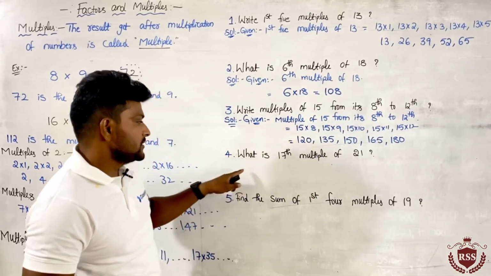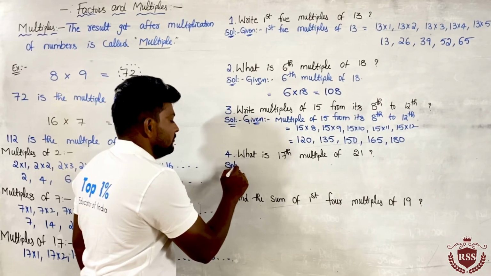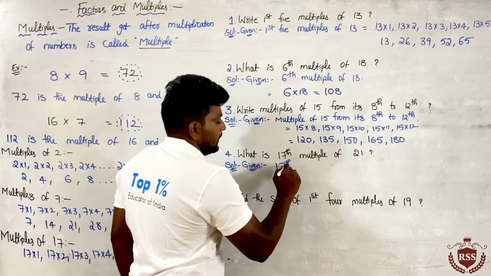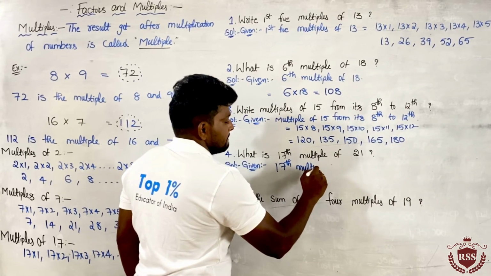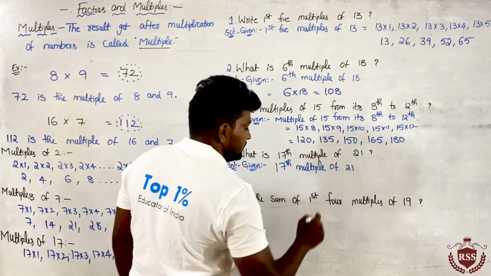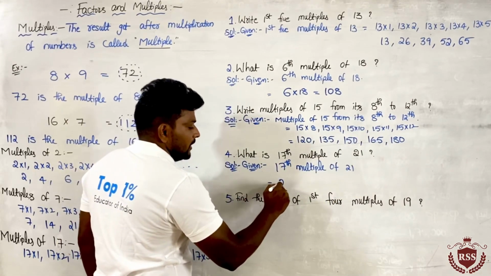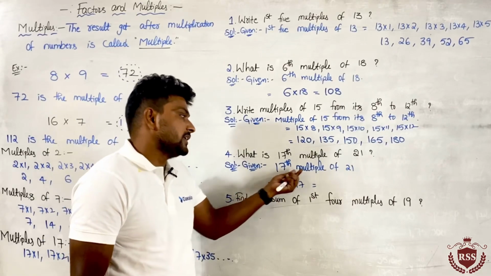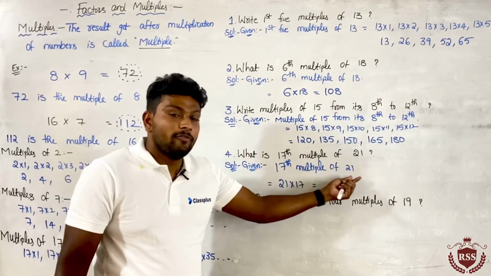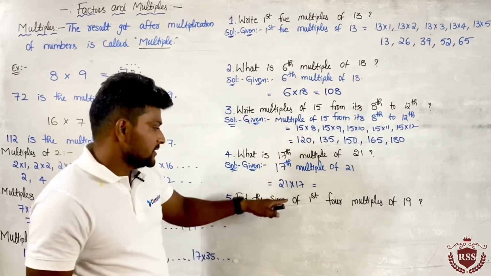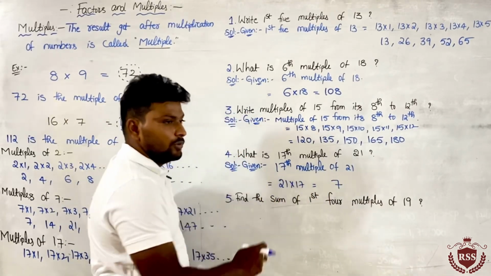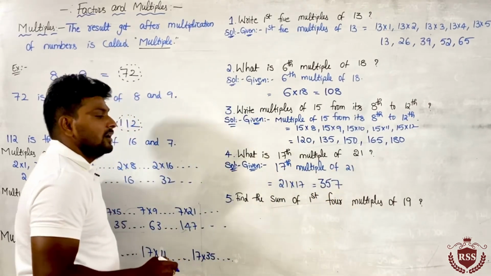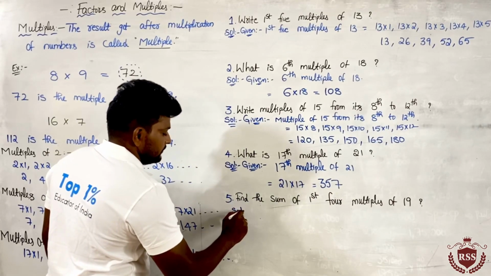Clear? Next, what is 17th multiple of 21? So 17th multiple of 21 అంటే ఏంటి మీనింగ్, 21 into 17 అంటే ఆ రెండింటిని ప్రోడక్ట్ చేయాలన్నా, జస్ట్ దట్స్ ఇట్. 17ని 21ని మల్టిప్లై చేయాలి. 17 1s are 17, 17 2s are 34, 357 is the answer. Next, coming to the final question.